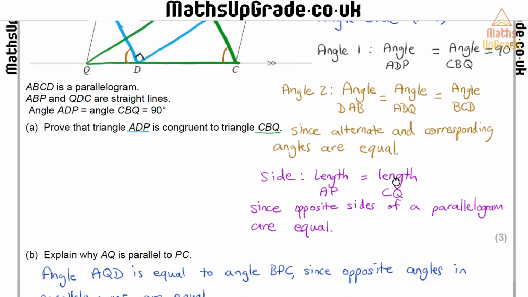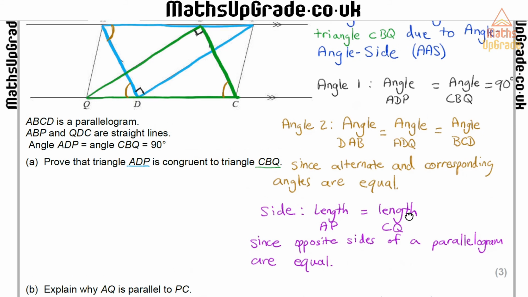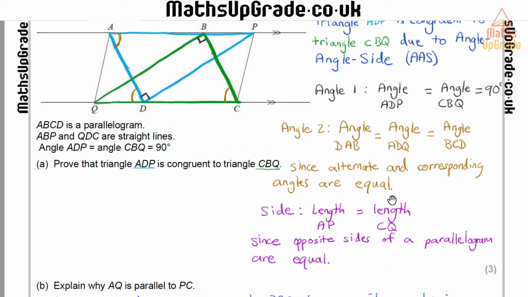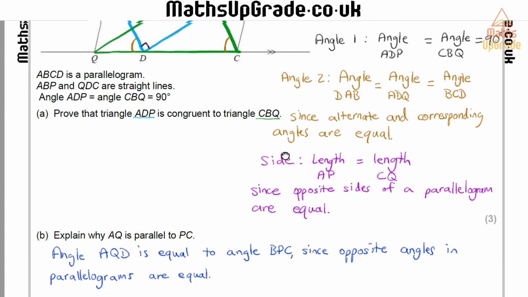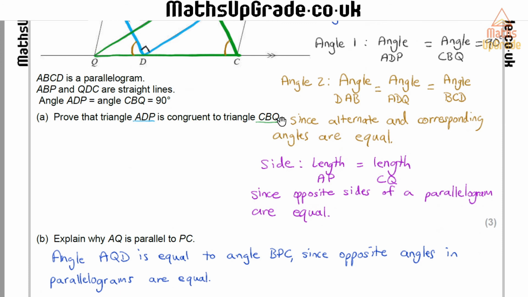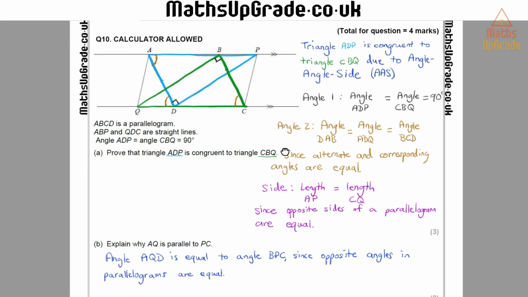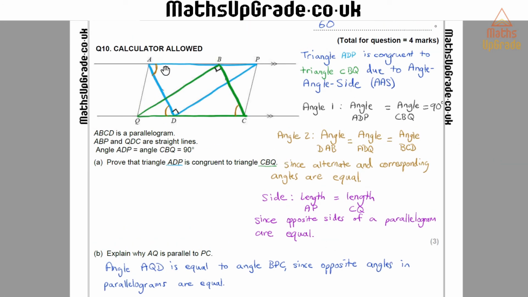Okay, so for part B, I'm going to explain why AQ is parallel to PC. Well, they're parallel because they're at the same angle. And angle AQD is equal to angle BPC. So AQD, this angle here, is equal to angle BPC.